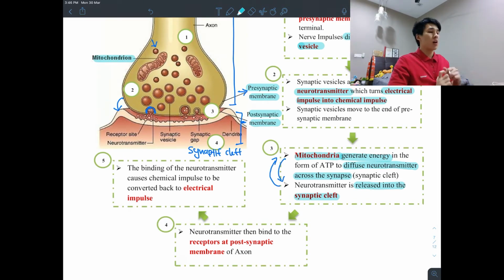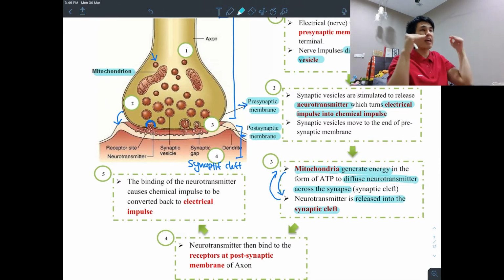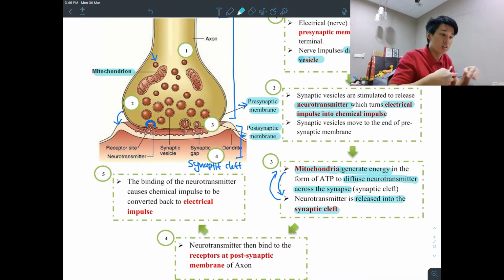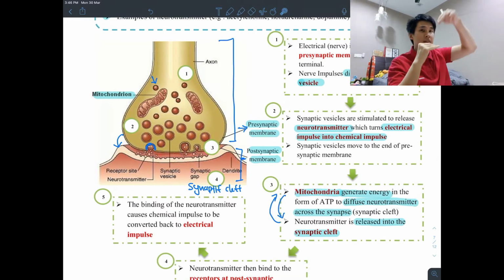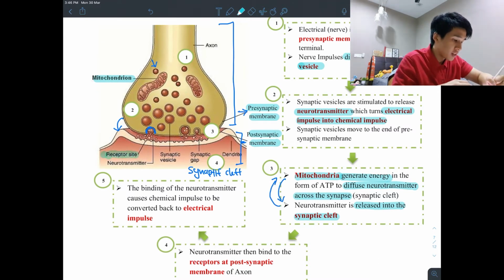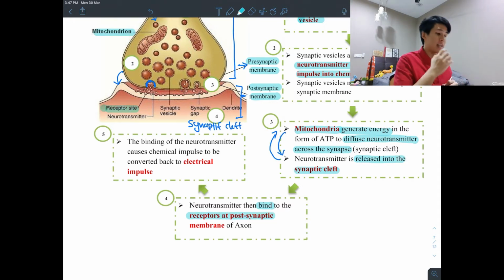Okay, so remember, when neurotransmitter is released into the synaptic cleft, to jump across the big gap, it needs energy from the mitochondria. Just like in movies, when one person jumps across, they always miss. When they miss, they won't fall down because at the other side, there's somebody to catch them. So here also the same. When I jump from pre to the post synaptic membrane, the other end, there will be somebody to catch me. That somebody is called the receptors. So neurotransmitter now binds to the receptor at the post synaptic membrane.